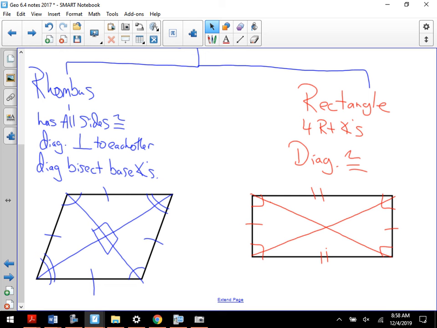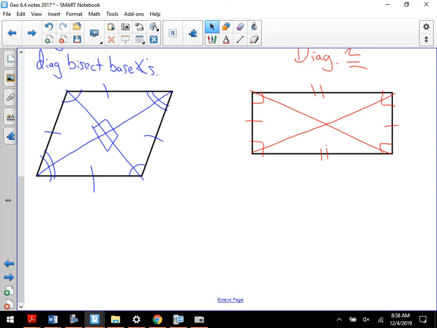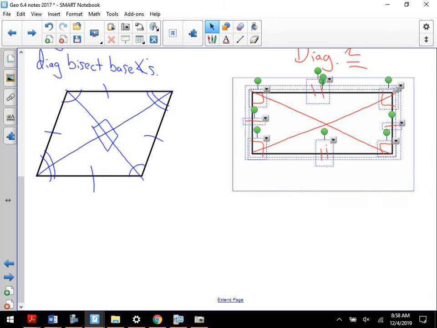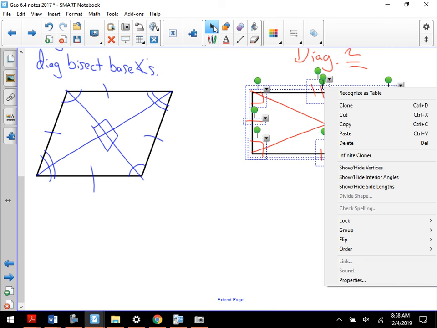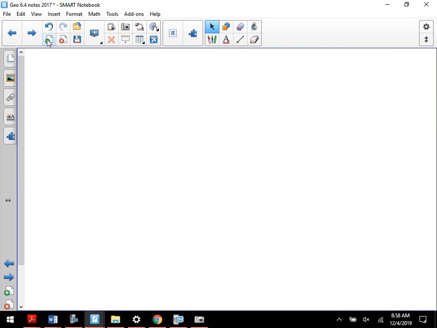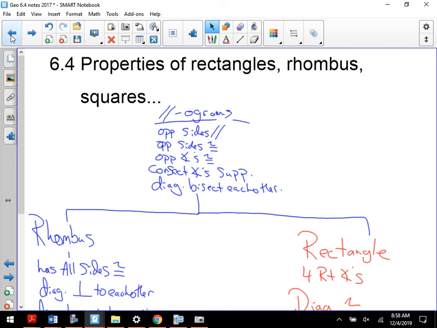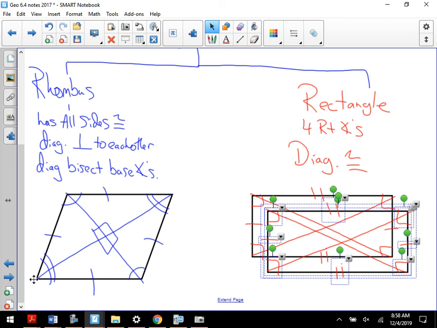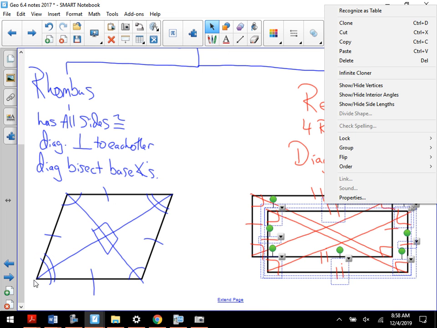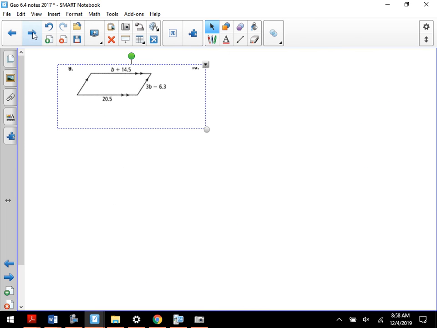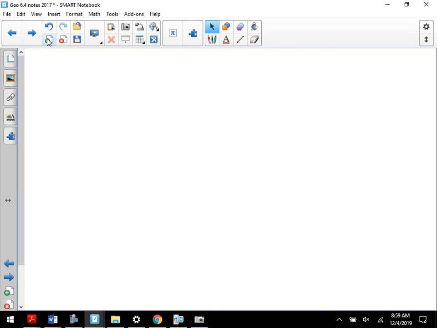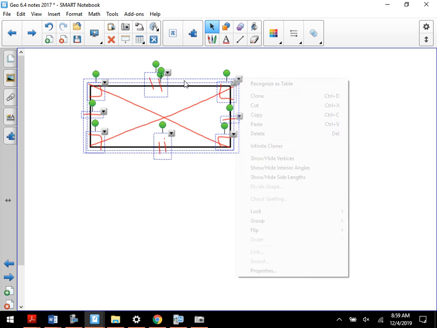Here's the reason. Can I slide this up a little bit just to show the picture a little better? Actually, let's do this. I'll come back to it. What happens here? That didn't work. Oh, I cloned it. There. Now it works.